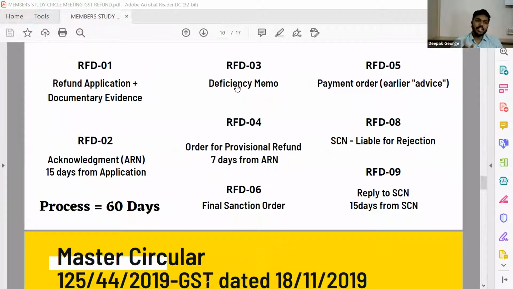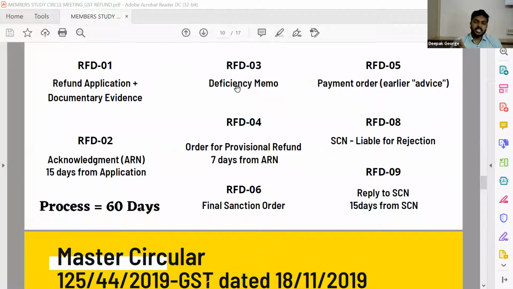Earlier, this was called payment advice. Now it is called payment order. Through some amendment, I guess a notification or an amendment act 2018 or 19, RFP 05 is called the payment order. Earlier, payment advice. Now, why do they interchange the words?